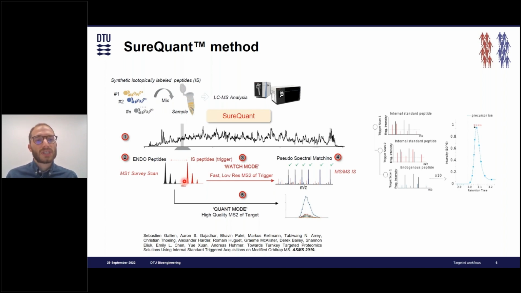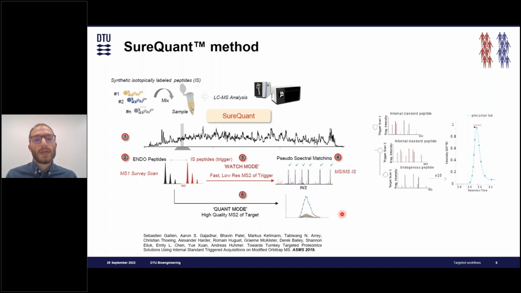But instead of having scheduling windows for the peptides, we acquire a low resolution MS2 scan that doesn't waste that much instrument time. And when we see enough transitions for the heavy peptides, so we're confident that the heavy peptide is actually eluting from the column, then and only then we trigger a high quality MS2 scan for our target, for the endogenous peptides. And then, as we would with standard targeted proteomics, we acquire points across the peak, and we can quantify based on the area under the curve.